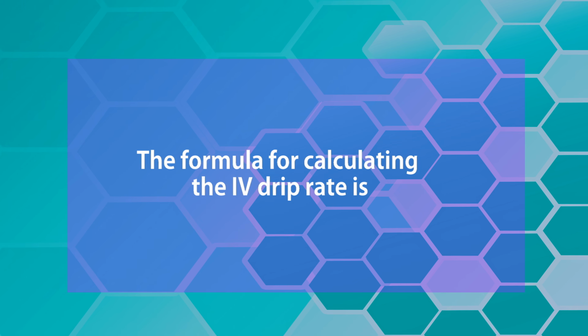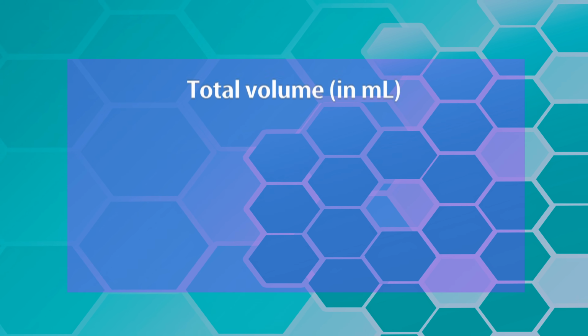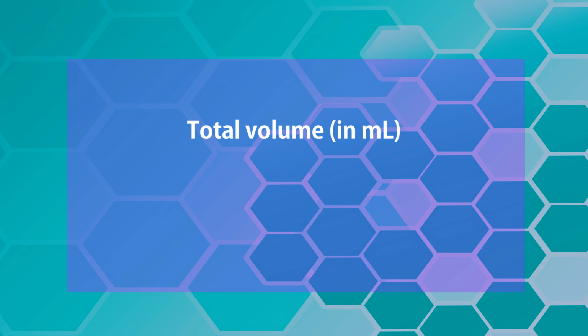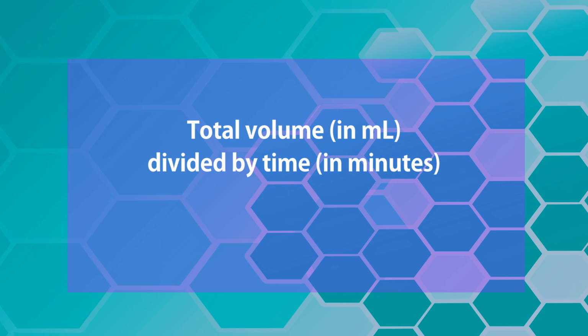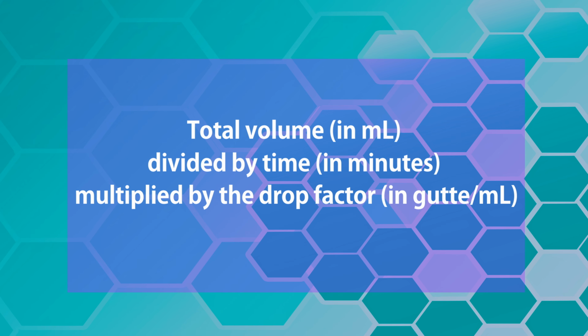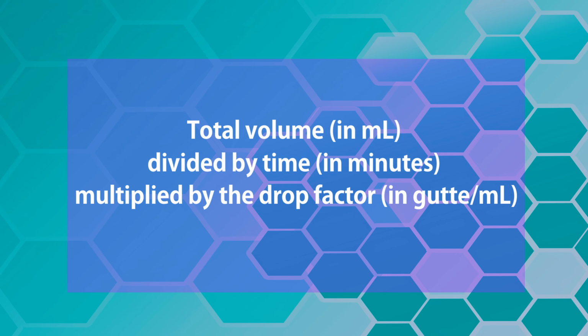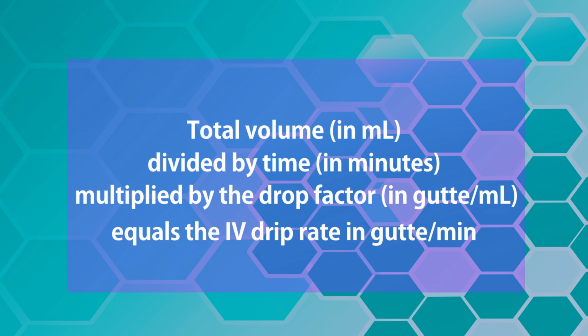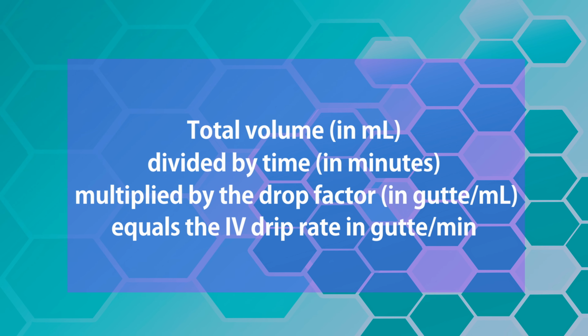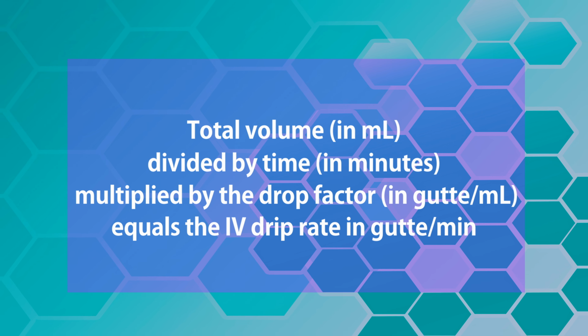The formula for calculating the IV drip rate is total volume in milliliters divided by time in minutes, multiplied by the drop factor, which is in gtt per mL. This will give you the IV drop rate in gtt per minute, which means the drops per minute.